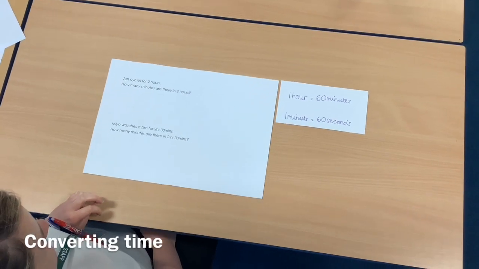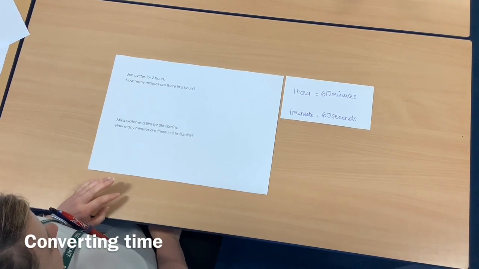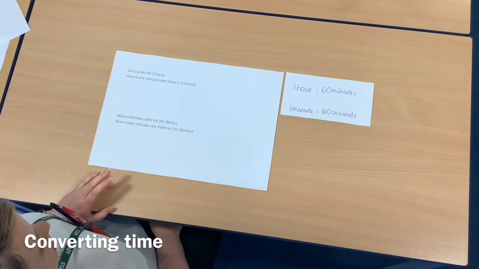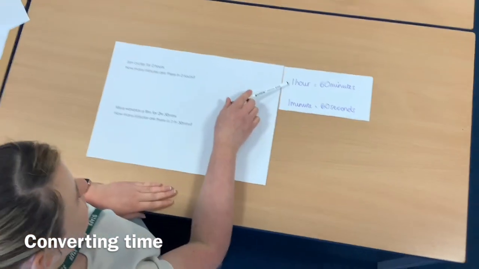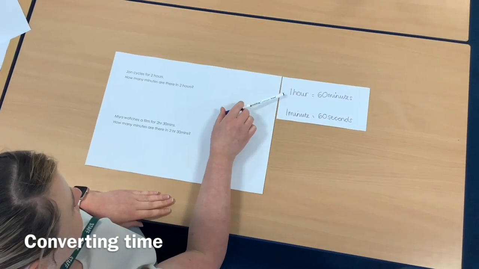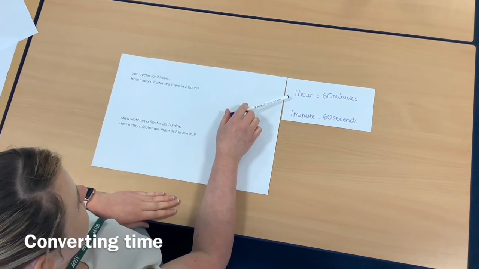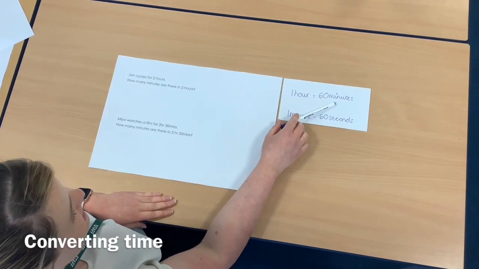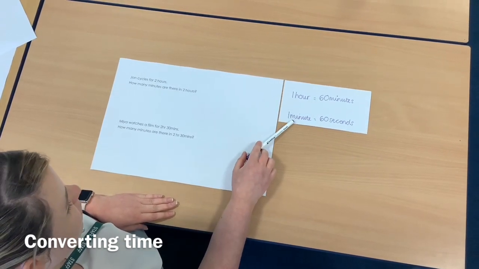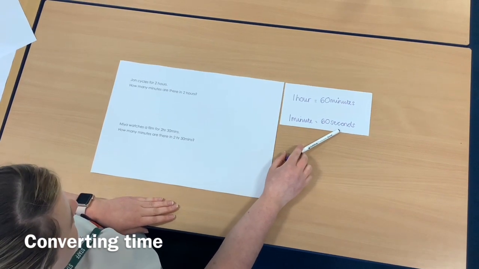For today's lesson, we're going to be learning to convert units of time. If we have a look first of all at our conversions, these are things that we're going to need to remember for later on in the lesson. I need to remember that 1 hour is the same as 60 minutes and that 1 minute is the same as 60 seconds.